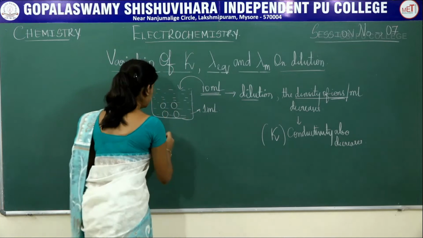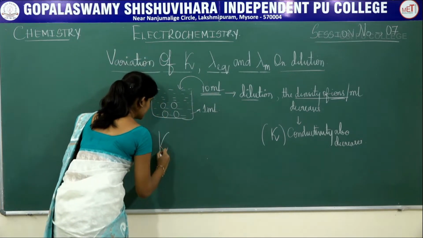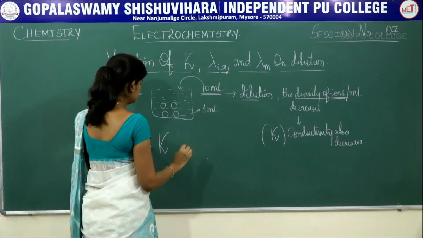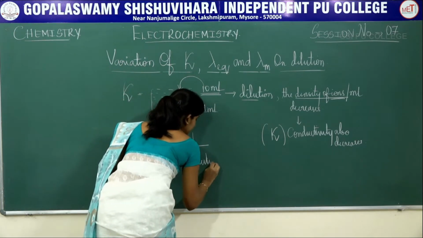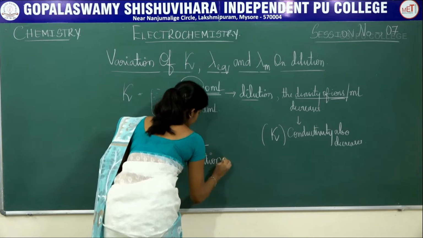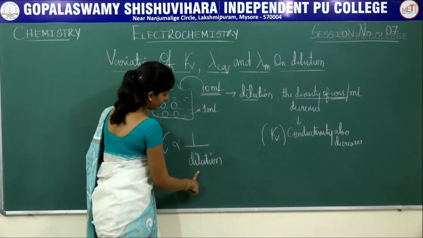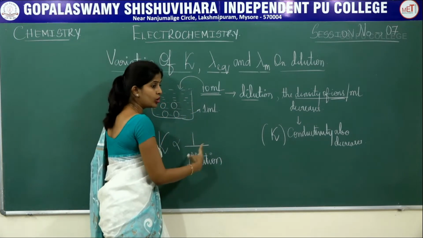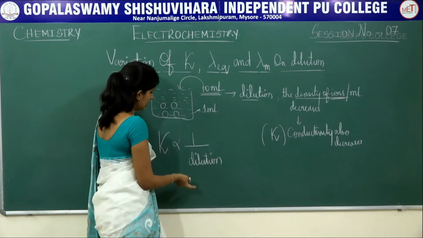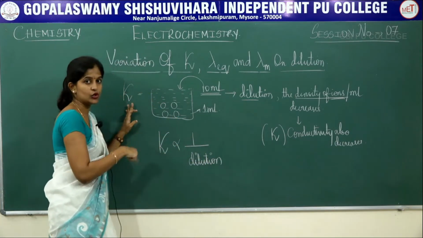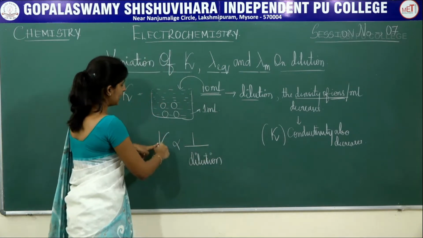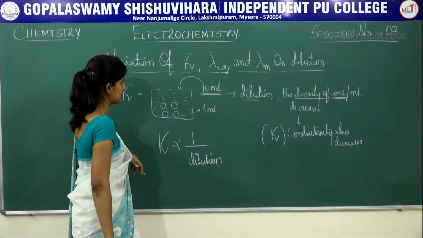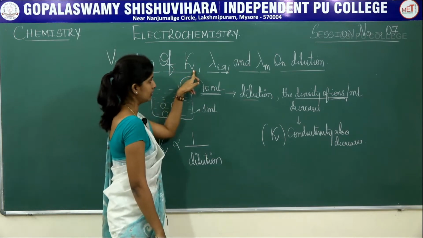So I can tell your specific conductance is inversely proportional to dilution. The specific conductance is inversely proportional to dilution. That is, the more you increase the dilution, the specific conductance goes on decreasing. So higher the dilution, lower is the concentration, hence the specific conductance also decreases. So this is about the specific conductance.